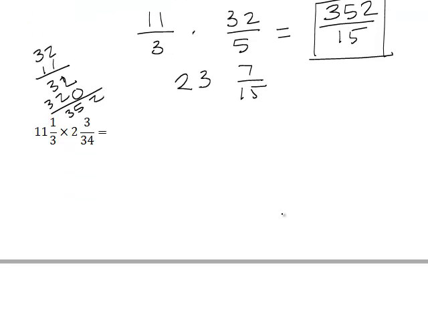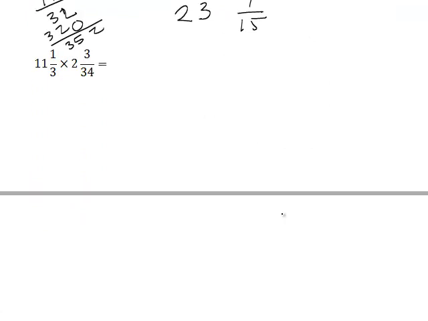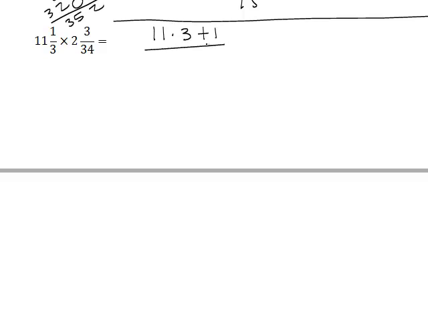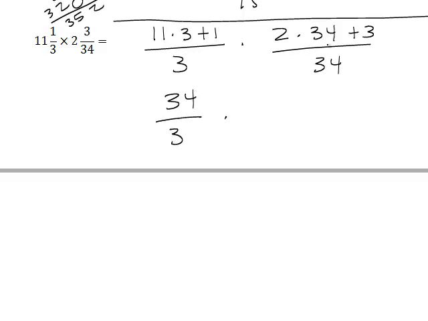Alright, one more. This one is 3 1/3 multiplied by 2 3/34. So to change this into an improper fraction, we have 3 multiplied by 3 plus 1 over 3, and we're going to multiply that by 2 multiplied by 34 plus 3 over 34. So we have 10 over 3 multiplied by 68 plus 3, which is 71 over 34.